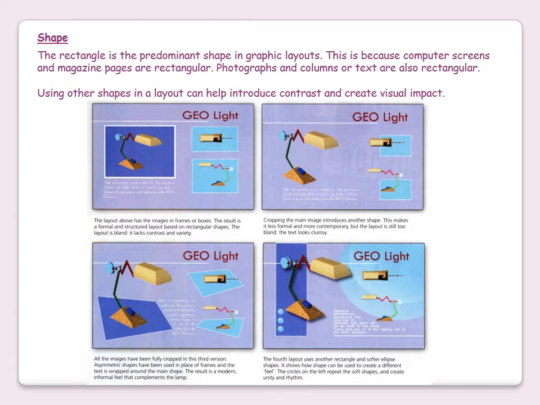Moving down to the bottom left, all the images have been fully cropped in this third version. Asymmetrical shapes have been used in place of the frames, and the text is wrapped around the main image. The result is a modern, informal feel that complements the lamp. The fourth layout in the bottom right corner uses another rectangle and softer ellipse shapes. It shows how shape can be used to create a different feel. The circles on the left repeat the soft shapes and create unity and rhythm.